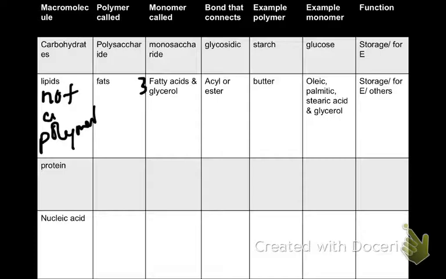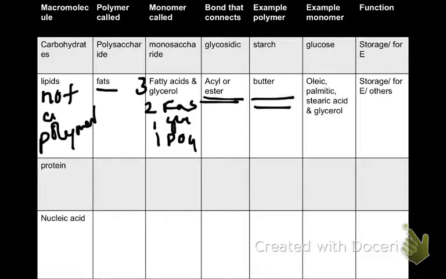But they are made of these smaller particles called fatty acids and glycerol. So you will have 3 fatty acids and 1 glycerol molecule with respect to fat. If it's a phospholipid, it's 2 fatty acids, 1 glycerol and 1 phosphate group, and they are joined together by an acyl or an ester linkage. An example can be butter. The fatty acids can be these different kinds: oleic, palmitic, stearic. These are long chain fatty acids. One of the functions that we could remember is storage, and the other could be as part of the cell membrane or as part of hormones, and so on and so forth.